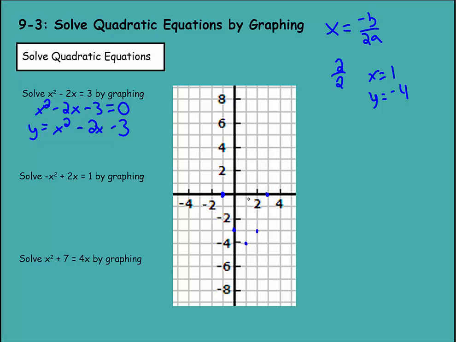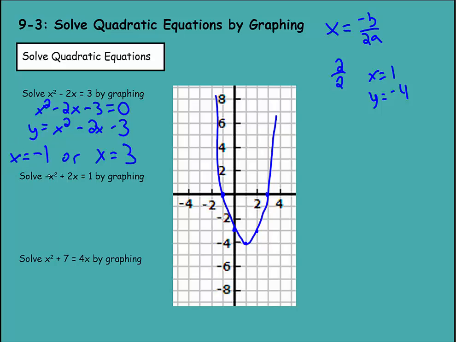And it looks like we found the x-axis on both sides here. When x is negative 1, y is 0, which is the x-axis. And when x is positive 3, y is 0. So by graphing it, we figured out that our solution was x equaling negative 1 or x equaling positive 3.